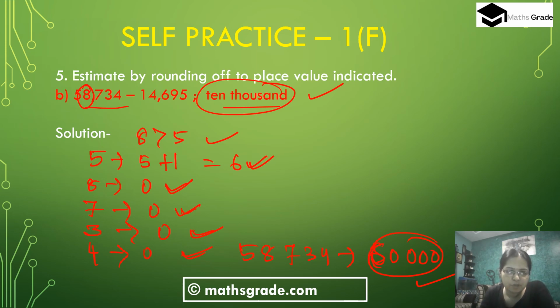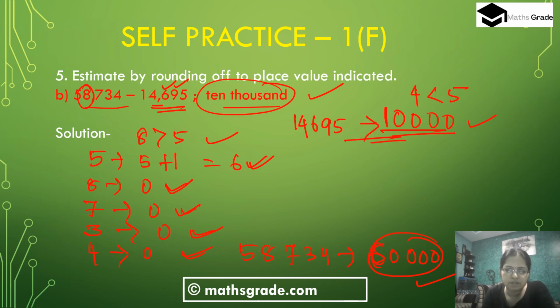Now we have to round 14,695 to the nearest 10,000. Here the 1000 place digit is 4. 4 is less than 5, so don't add 1 to the 10,000 place digit. Just write down the 10,000 place digit as it is. This is 1. The 1000 place digit 4 changes to 0, the 100 place digit 6 changes to 0, the tens place digit 9 changes to 0, and the unit place digit 5 changes to 0. Now 14,695 rounded to the nearest 10,000 is 10,000.